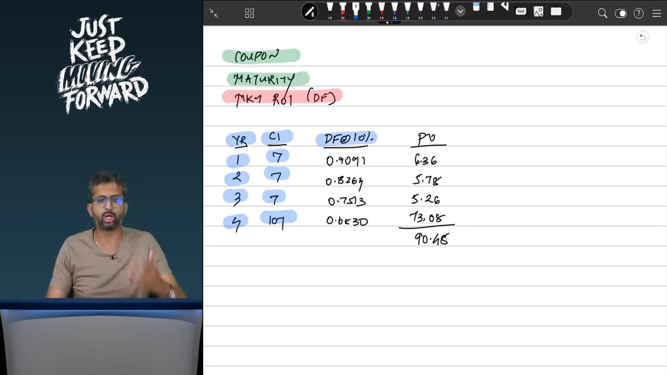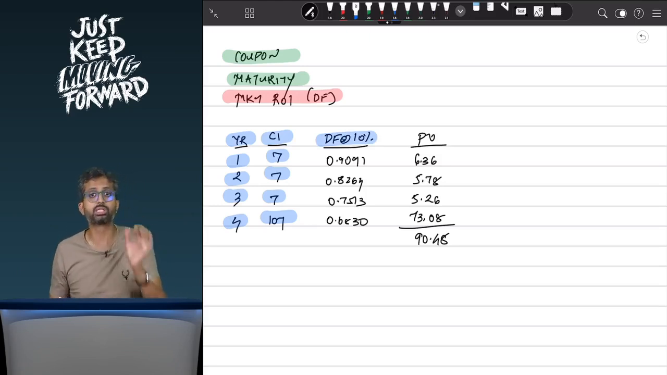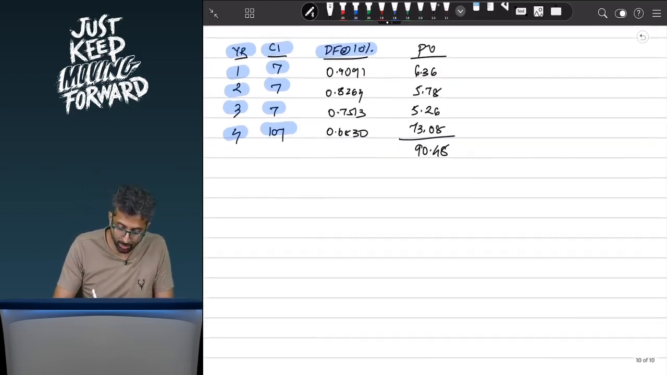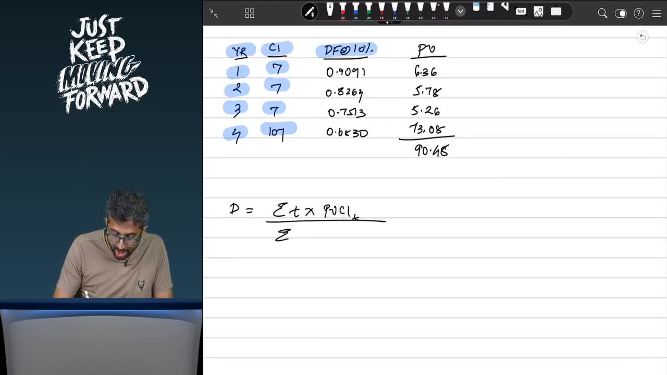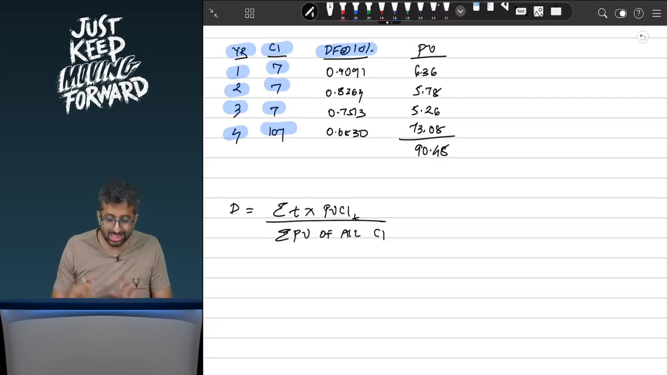In any case, the market rate of interest can keep on changing. I need to look at all of these. So what is that number which considers all of this? They calculate a number called duration, which is a time-based weighted average. It says summation of T into PVCI at each of the points upon summation PV of all CI. So it is a time-based weighted average.